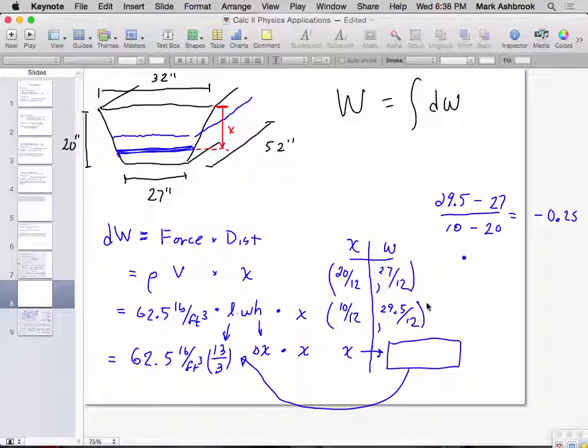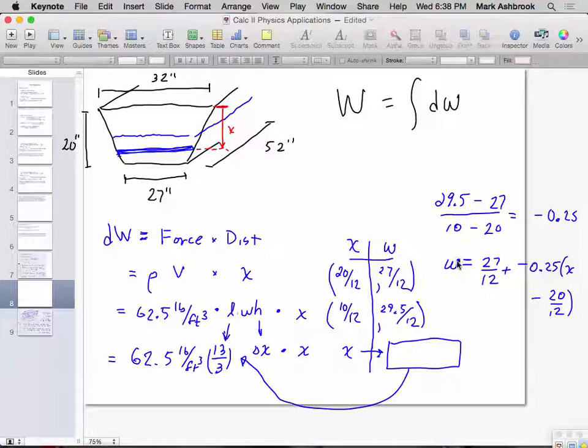So then we got to pick one of these. And we'll say W equals starting W plus the rate of change times the change in x would be x minus, sorry, I'm in a room, x minus 20 twelfths. So I'm using this point right here. My point is 20 twelfths, 27 twelfths. So I'm going to do the starting W 27 twelfths plus negative 0.25 times x minus 20 twelfths.